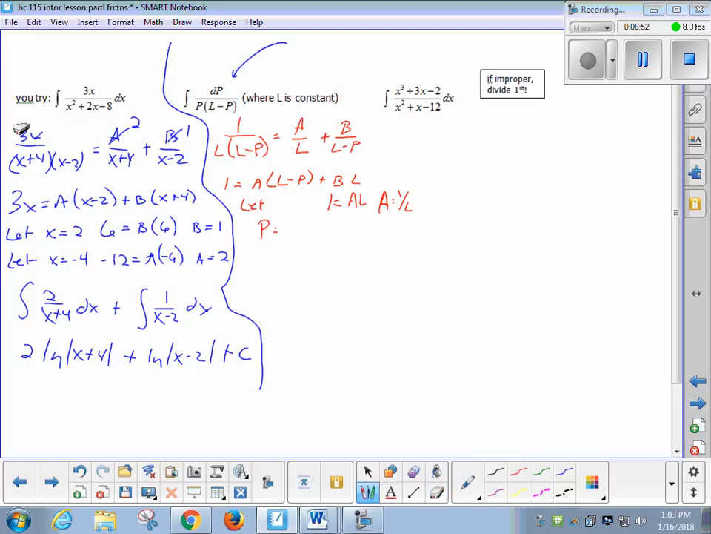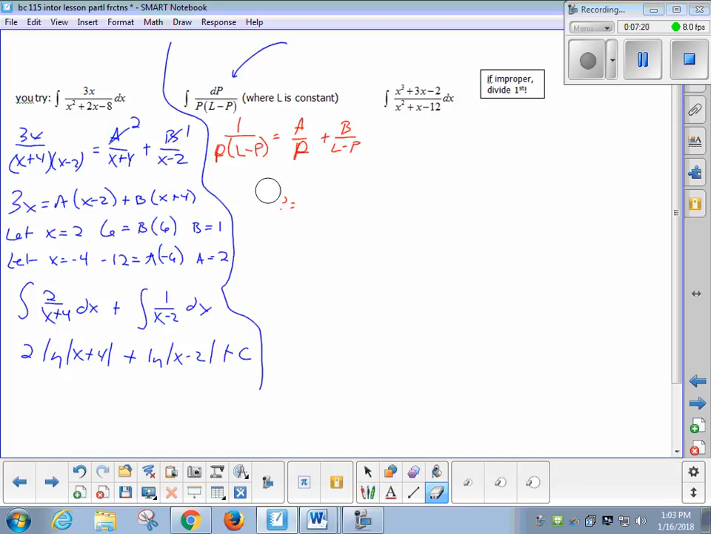Back it up. What did we do first? Sorry, did I make a mistake? Let P equal L. It's 1 over P. A is over P, not L. Oh, gotcha. Sorry, now I'm with you. I apologize. Here we go. So, 1 equals A times L minus P. Thank you, you're right.